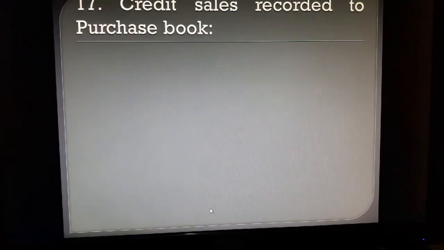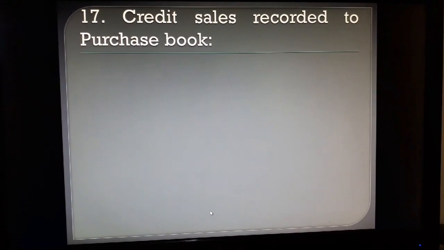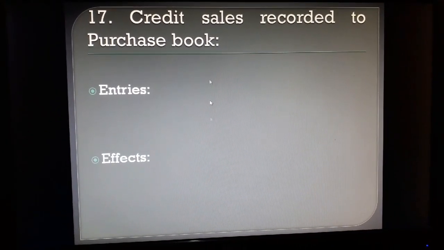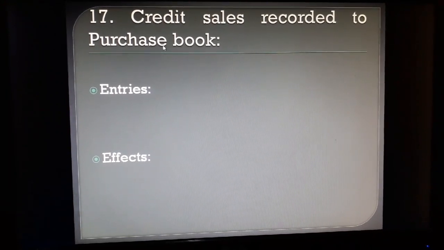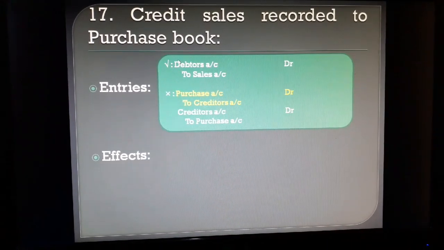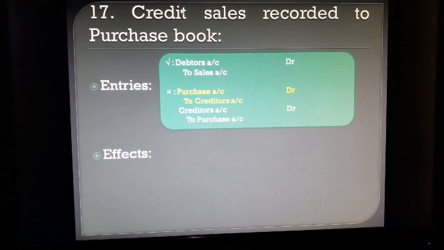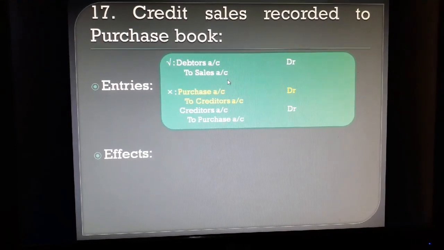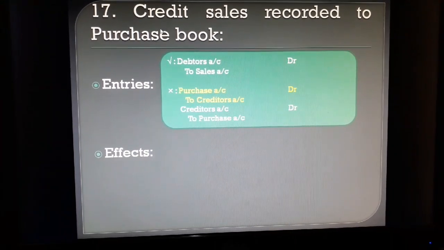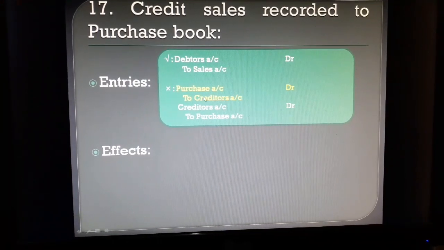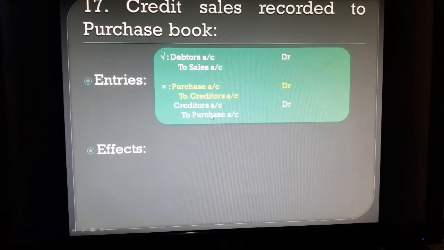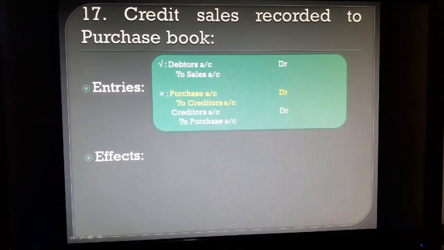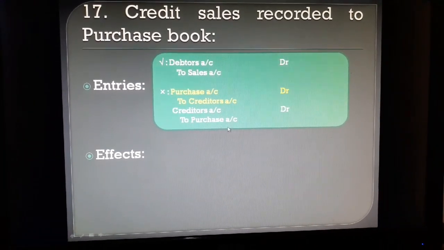The next is credit sales recorded in the purchase book. Now here what is it? Credit sales, and it is recorded as a credit purchase. Again with the same process. First of all, the correct entry of the credit sales: debtors account debit to sales account. But it is wrongly recorded in the purchase book. That means it is recorded as credit purchase. So the entry for credit purchase is purchase account debit to creditors account. But this is the wrong entry. That's why we have to rectify it. So the rectification entry is creditors account debit to purchase account.